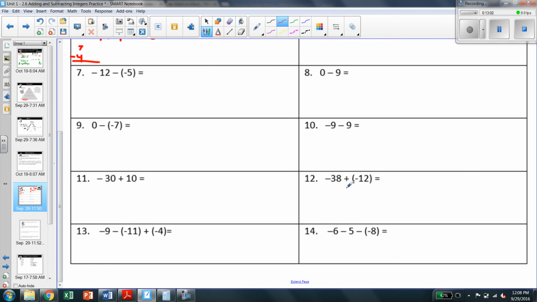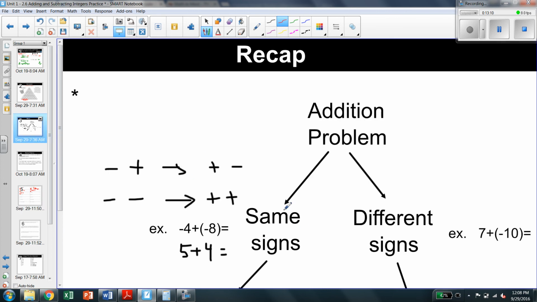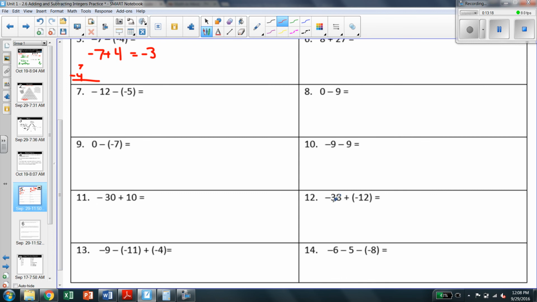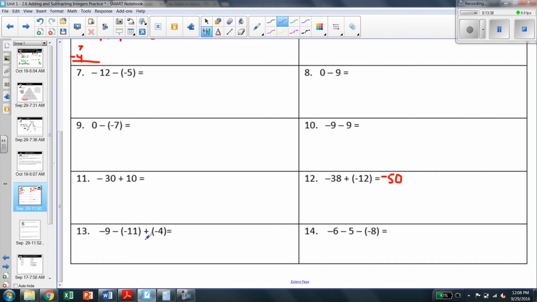How about 12? -38 plus -12. Well, this goes back to our situation. The signs are the same. They're both negatives. Ooh, we love those. That's so much easier to work with. 38 negatives and 12 negatives together make 50 negatives. Or you can think about it as the signs are the same, add the absolute values, and keep the sign, -50.